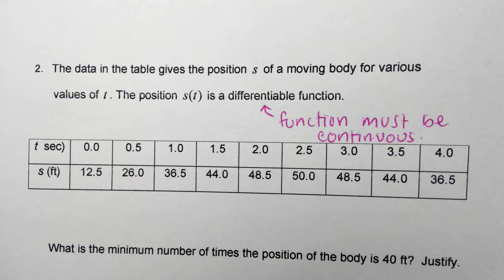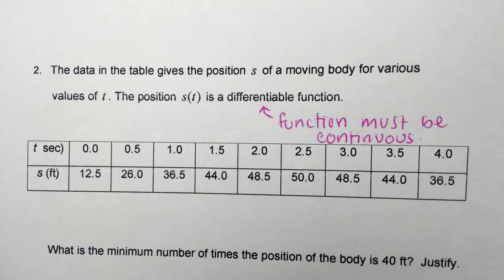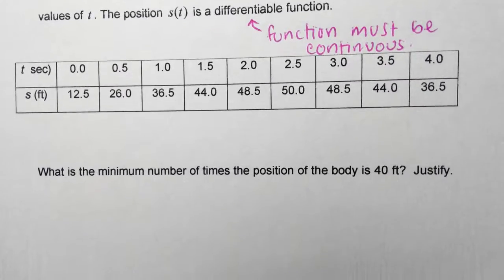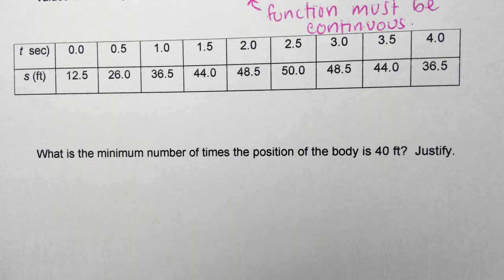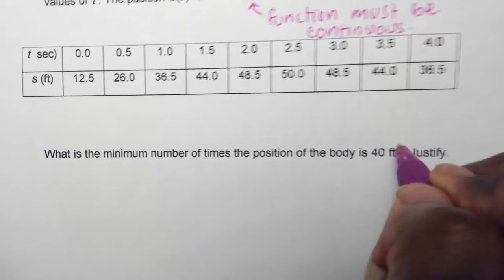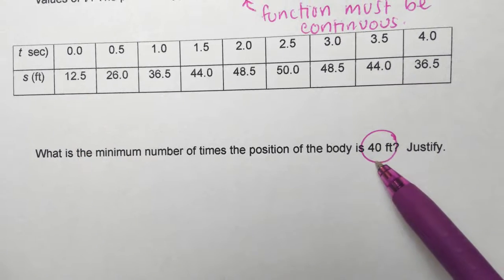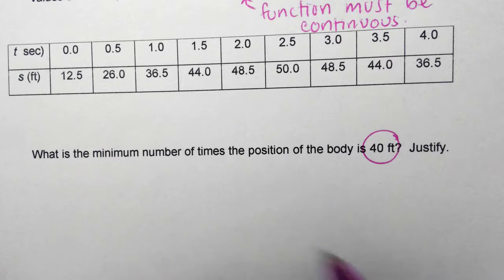So given this table, we want to know the minimum number of times the position of the body is 40 feet. Knowing that our function is continuous means that if we graph these points, we will never have to lift our pencil. So what we're looking for are the number of times in which our table for S changes from a number less than 40 to a number greater than 40, because we know that in that span, our graph has to cross 40 feet.